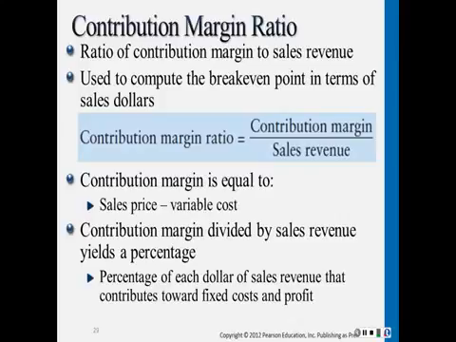Companies can use the contribution margin ratio to compute their break-even point in terms of sales dollars. The contribution margin ratio is the ratio of contribution margin to sales revenue. The contribution margin ratio approach differs from the shortcut contribution margin approach in only one way. Here we use the contribution margin ratio rather than the dollar amount of the contribution margin.